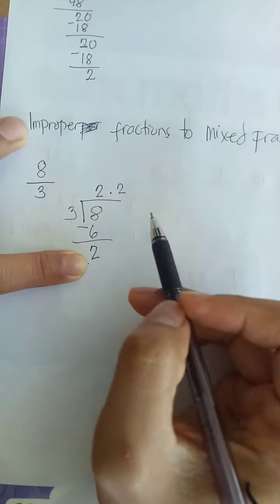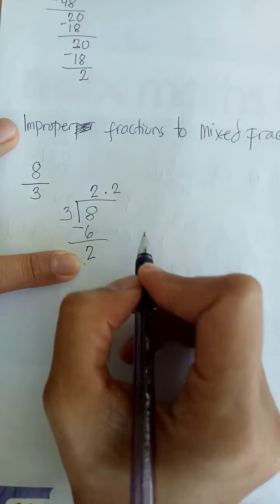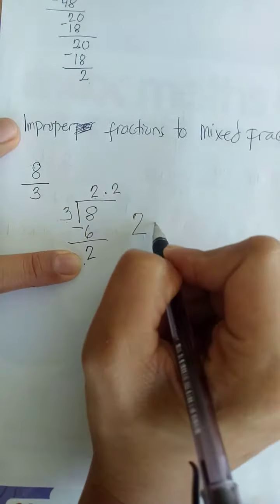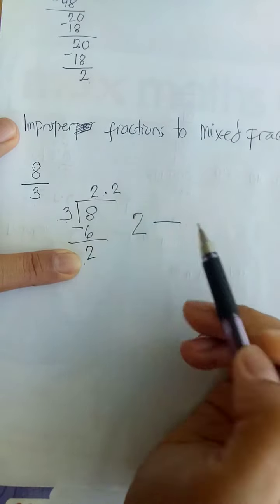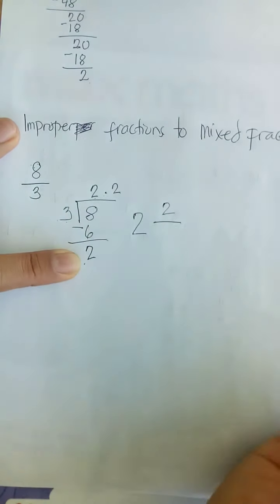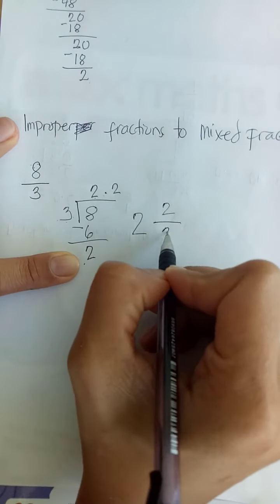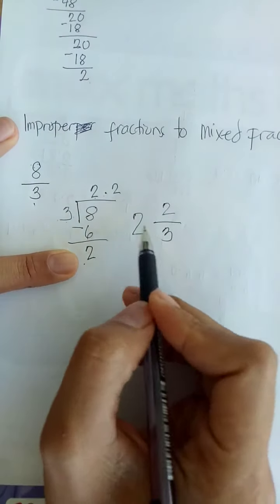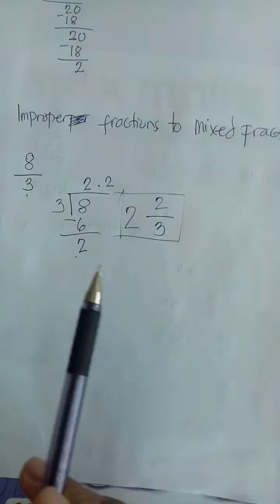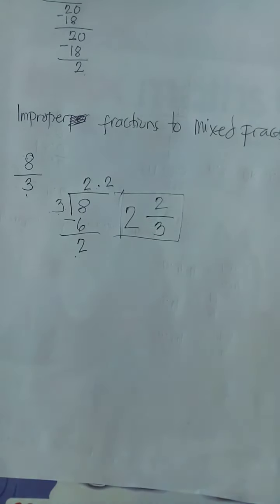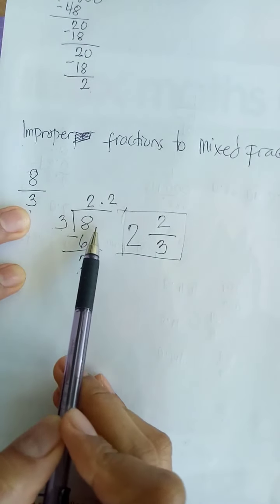Okay? Therefore, to make this a mixed fraction, the number on the left side of our decimal point will be our whole number. The number on the right side of the decimal point will be our numerator, and in this example we have 2. And our denominator will still be the same, 3. So 8/3, the equivalent mixed fraction is 2 and 2/3. That's how you convert an improper fraction to a mixed fraction. Again, a reminder, when you're converting an improper fraction to a mixed fraction, do not use a decimal point here.